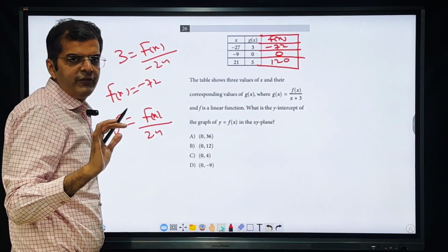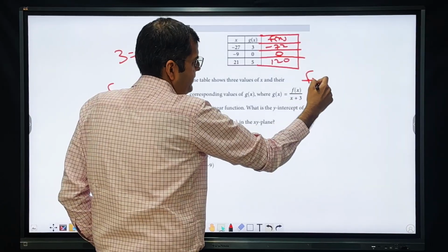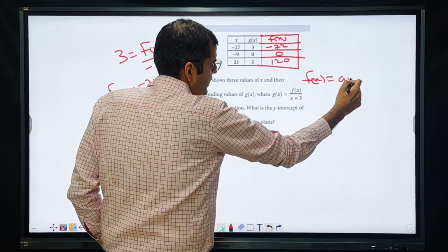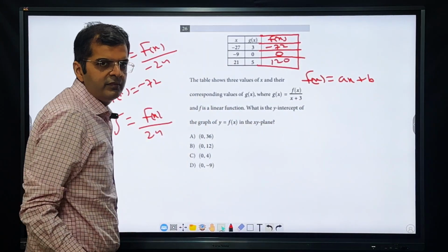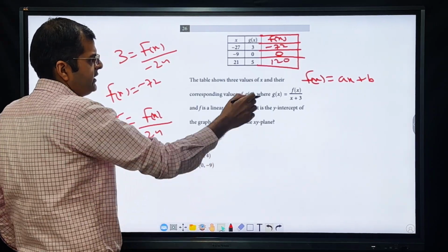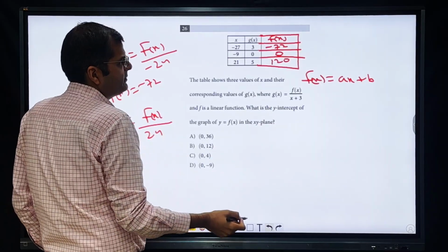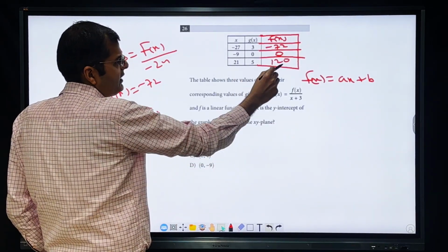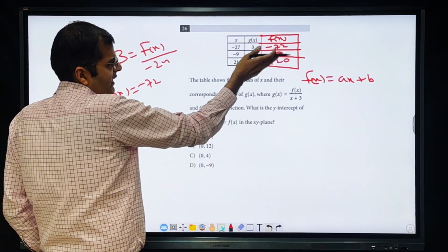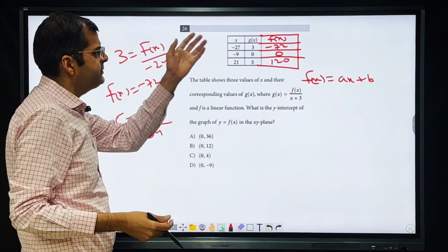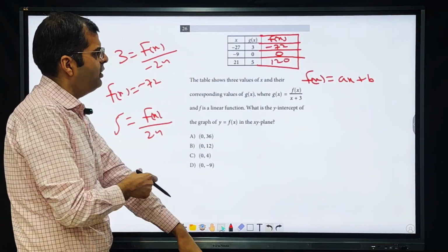120. Now f of x is a linear function. That means f of x is equal to ax plus b. Okay, it's a linear function in x, so it is of the form ax plus b. When x equal to minus 27, f of x is minus 72. When x equal to 21, f of x is 120. I have actually three options. I will make equations by any two of them and solve it to find a and b.